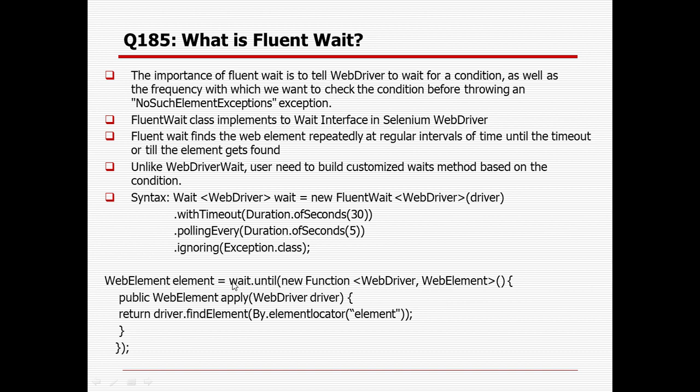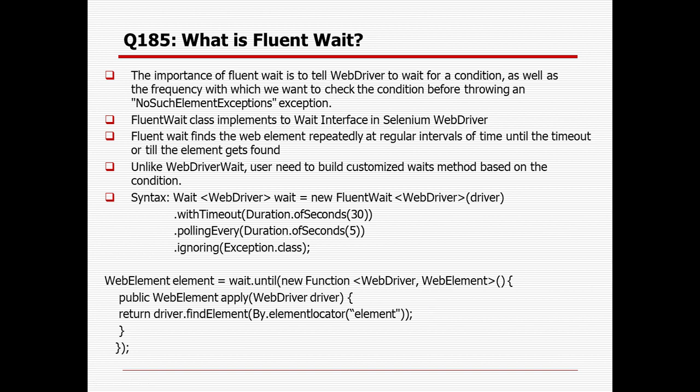For the web element, the difference is that for the explicit wait there are a lot of customized methods available, but for the fluent wait there is no method available. You need to create your own custom methods. To identify the web element, you use the wait interface, then until, and create a new function, a public WebElement apply(WebDriver driver), returning the element, because we are storing driver.findElement with the element locator and element value. So that is the difference between fluent and explicit wait.